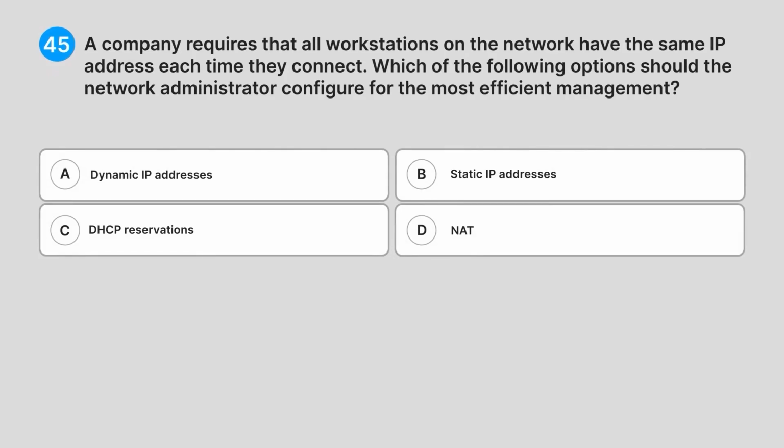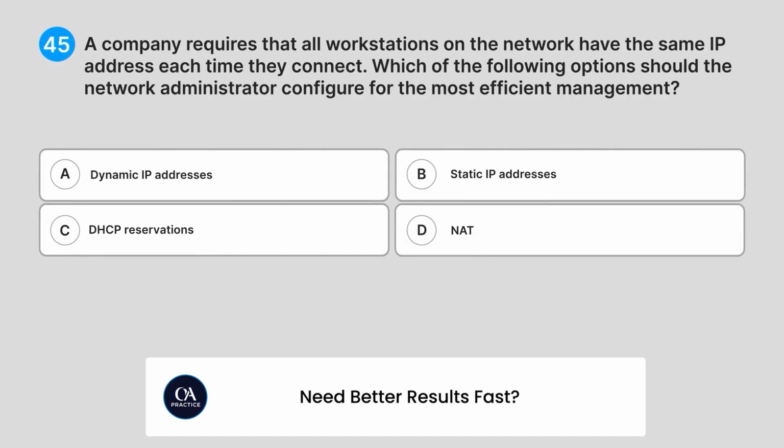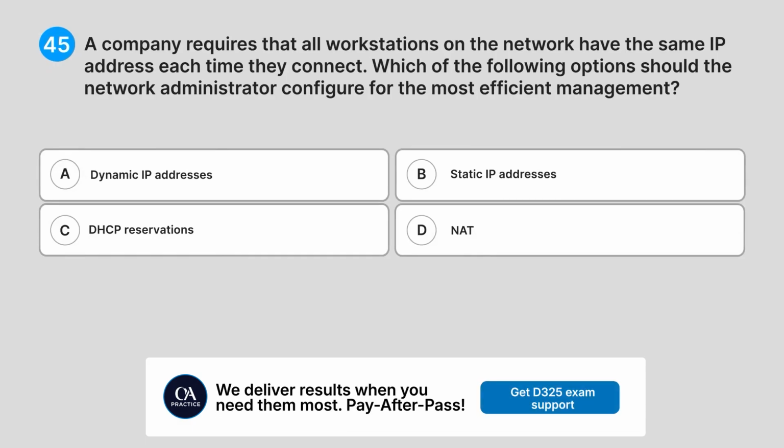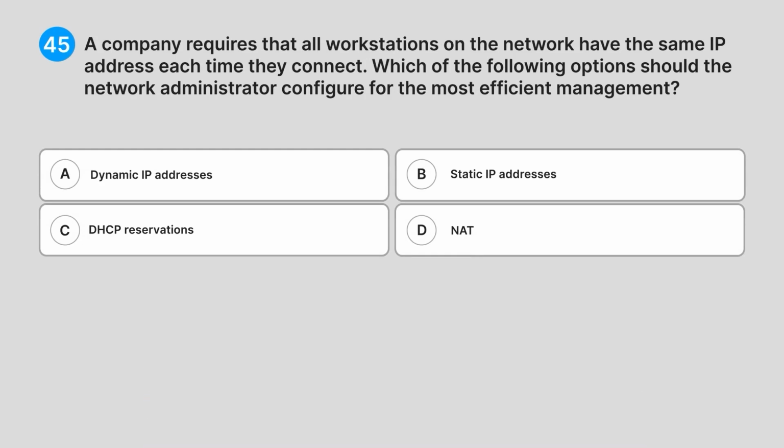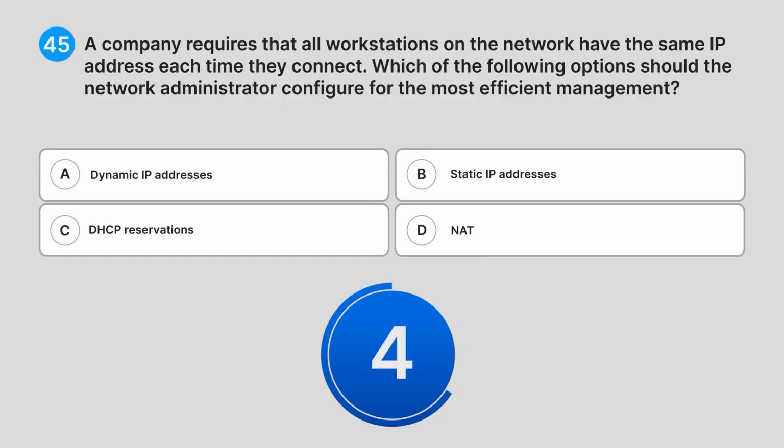45. A company requires that all workstations on the network have the same IP address each time they connect. Which of the following options should the network administrator configure for the most efficient management? A. Dynamic IP addresses. B. Static IP addresses. C. DHCP reservations. D. ARP. What do you think is the answer?